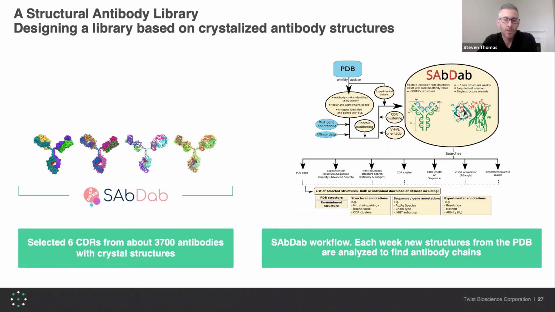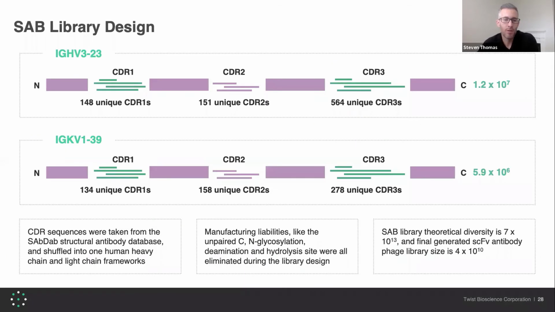Of course, we went through and removed any developability liabilities, like glycosylation, for example, completely removing those from the libraries. Once we settled on a set of sequences, we incorporated them into highly developable antibody frameworks. In this case, a heavy chain V23 and a kappa light chain 139. You can see the diversity listed for each CDR at each position here. Those were combinatorially assembled to build a library with a final transformed diversity of 4 times 10 to the 10.